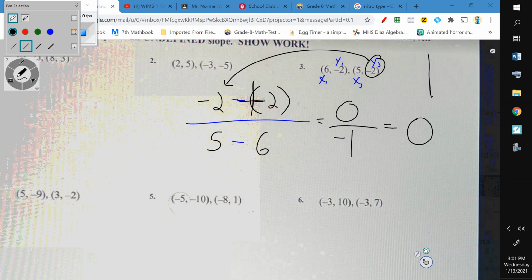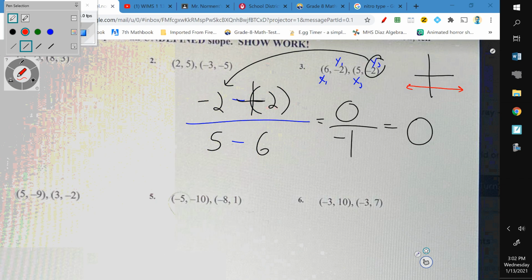Okay, which means if you're graphing it, if a slope is 0, it's going to be completely horizontal. Not going up, not going down, but going straight across. That's what it's doing. So that has a slope of 0.